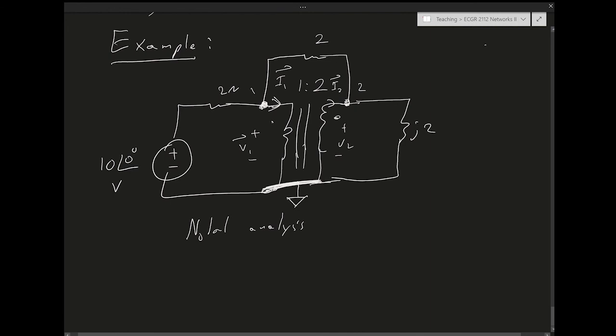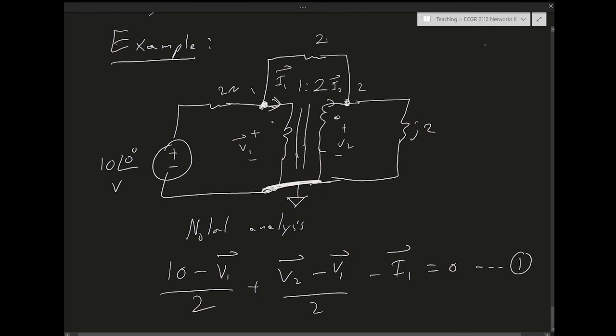So using node 1 we get the first equation. Let's calculate all the currents going into the node. The first one is going to be 10 minus V1 over 2, voltage over resistance, and then plus V2 minus V1 over 2 for this resistor, and the current coming in is going to be minus I1 equals 0. This is equation number 1.